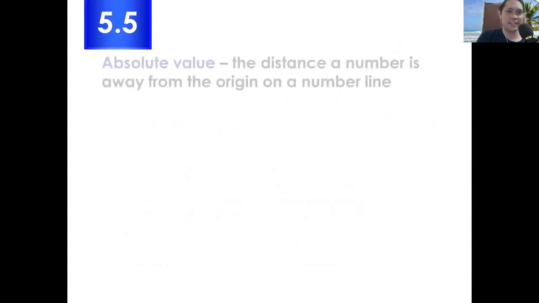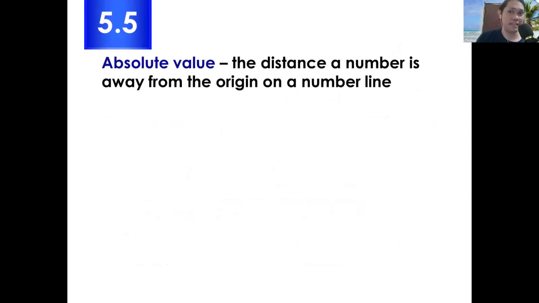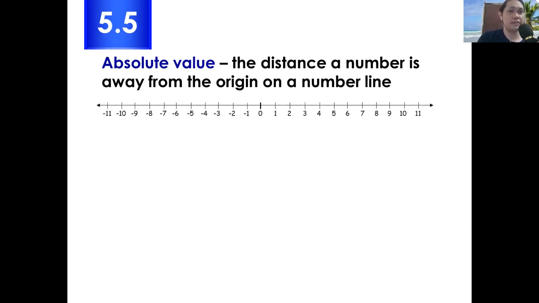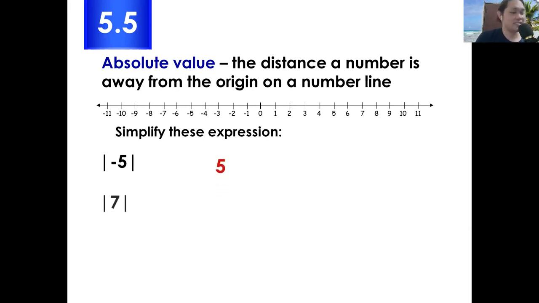Let's now define absolute value formally. As you can see on the screen, it is the distance a number is away from the origin on a number line. So the distance of any number from 0 is its absolute value. Now let's have some examples. Simplify these expressions. The absolute value of negative 5 gives you 5. And the absolute value of 7 gives you 7.